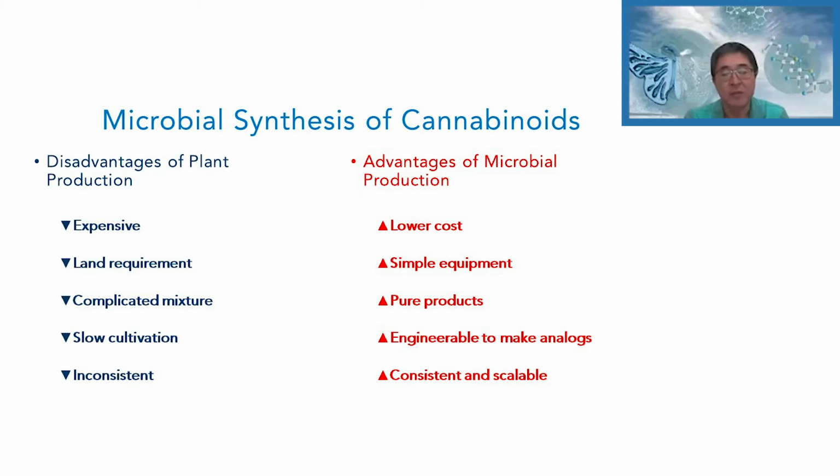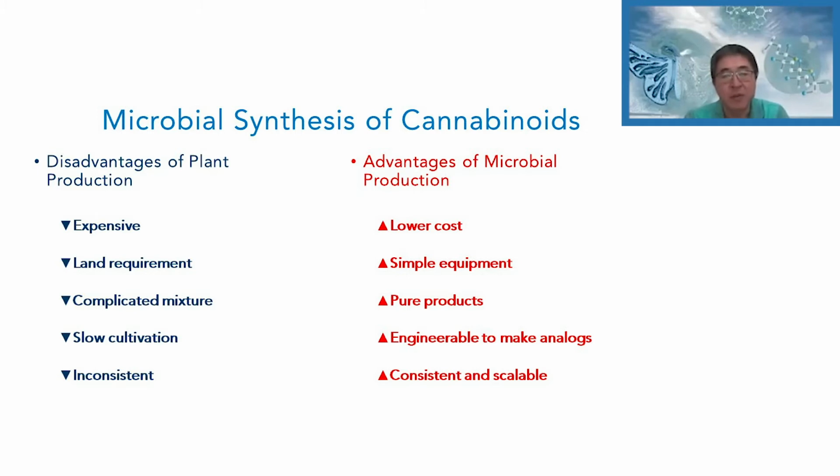These compounds are produced as minor components of a complex metabolic pool. They're present in a complicated mixture, which requires purification. Plants are relatively slow to grow, and it can be inconsistent depending on the weather or other factors. And there's significant regulatory burden of producing these compounds from plants.